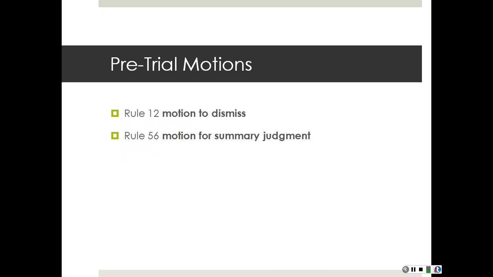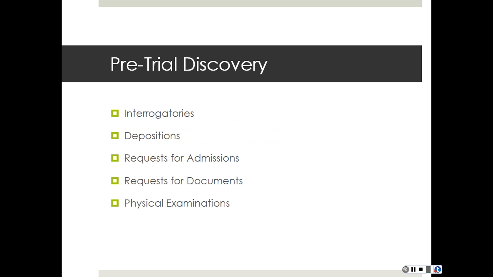Sometimes the parties feel that they have grounds for dismissal of the lawsuit without a trial. So instead of filing an answer, they file a motion to dismiss. There are two basic motions: Rule 12, motion to dismiss, and Rule 56, motion for summary judgment.